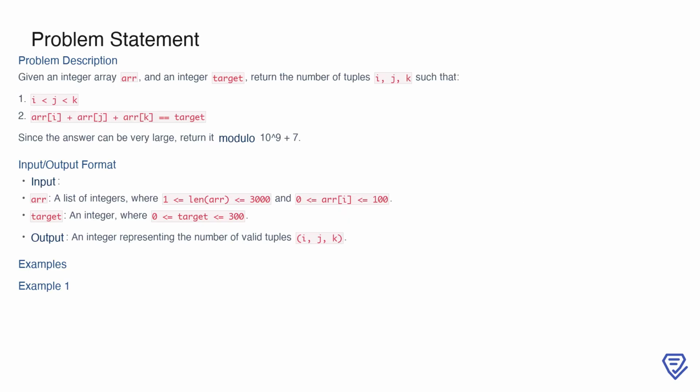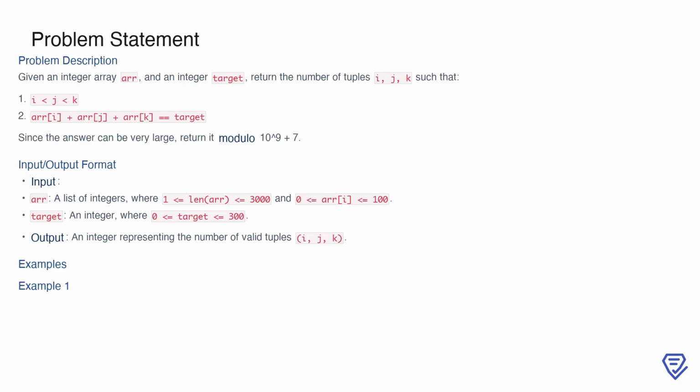In this problem, we are tasked with finding the number of unique tuples (i, j, k) from an input array, ARR, such that the indices satisfy the condition i < j < k, and the sum of the elements at those indices equals the given target. Since the number of such tuples can be very large, the result must be returned modulo 10^9 + 7.